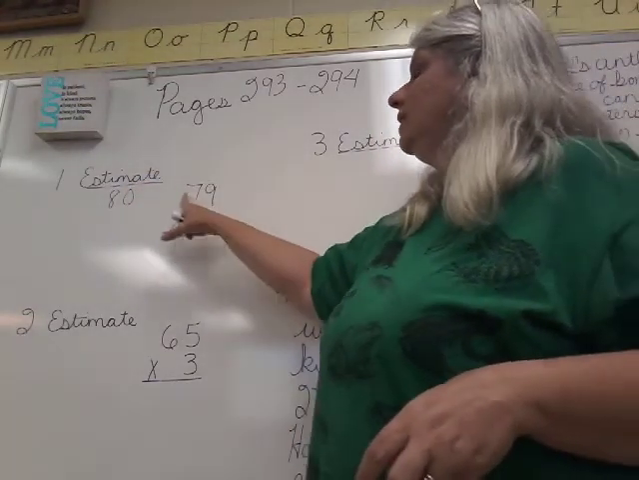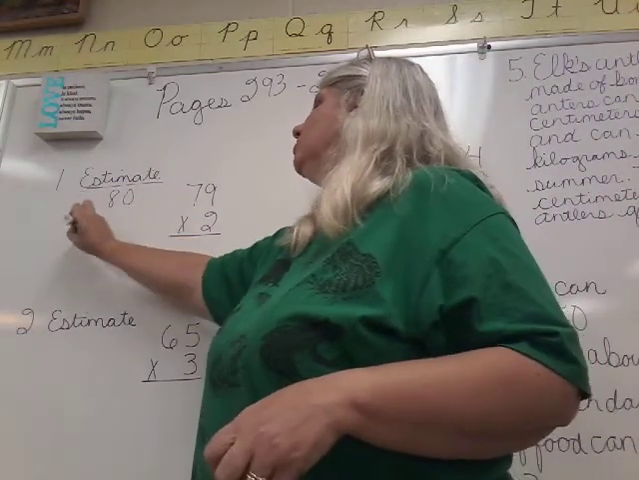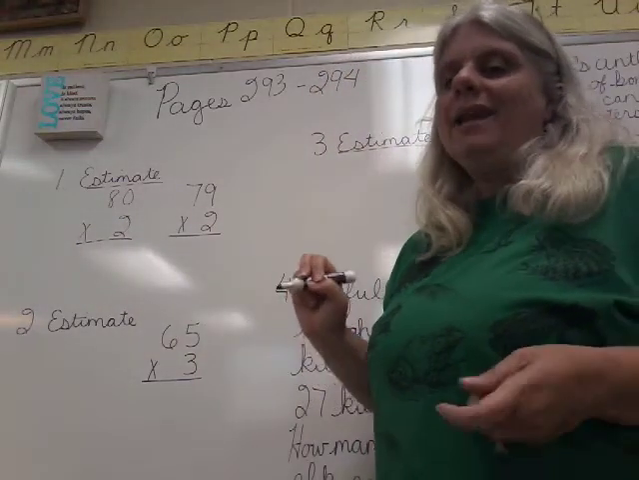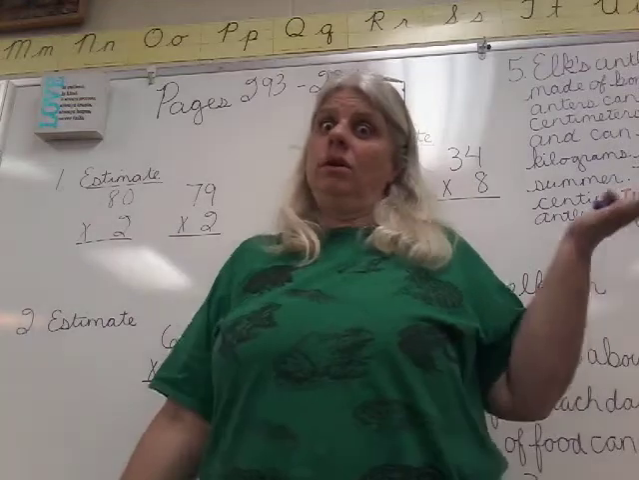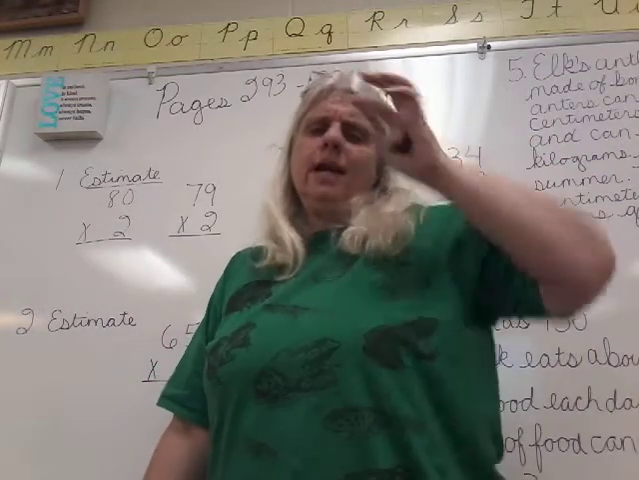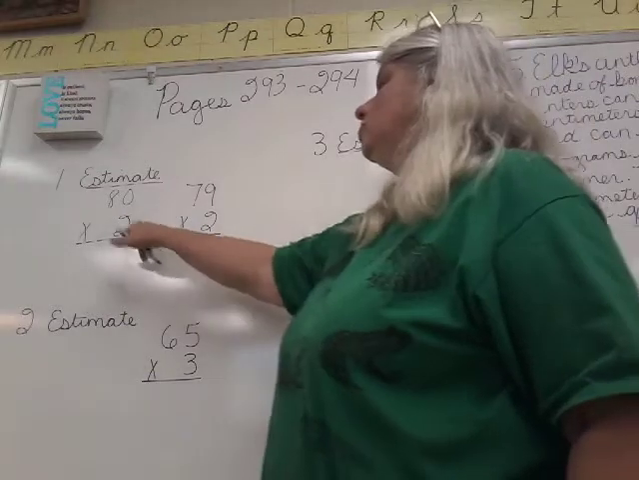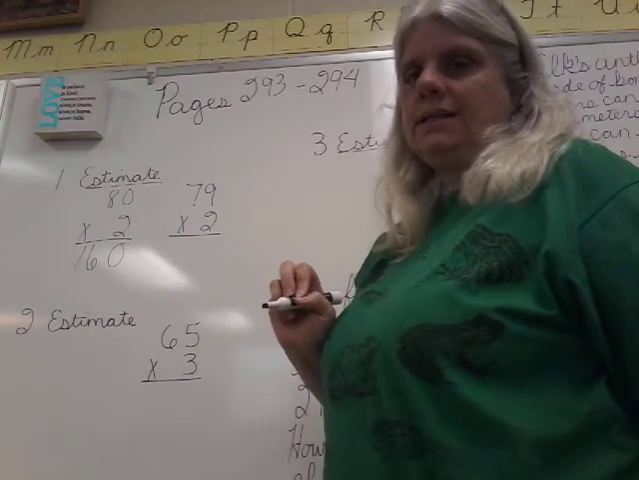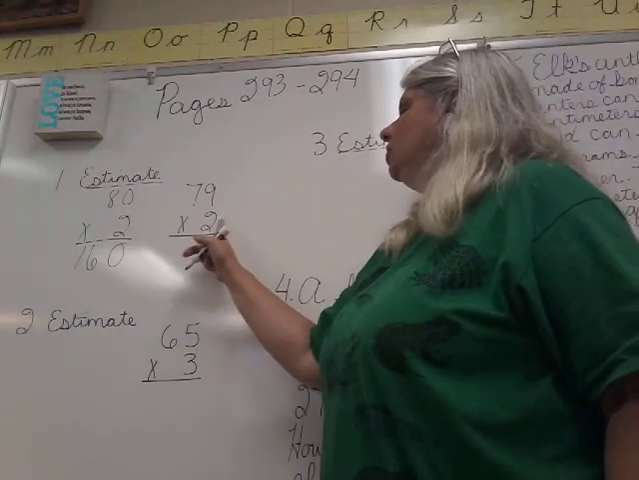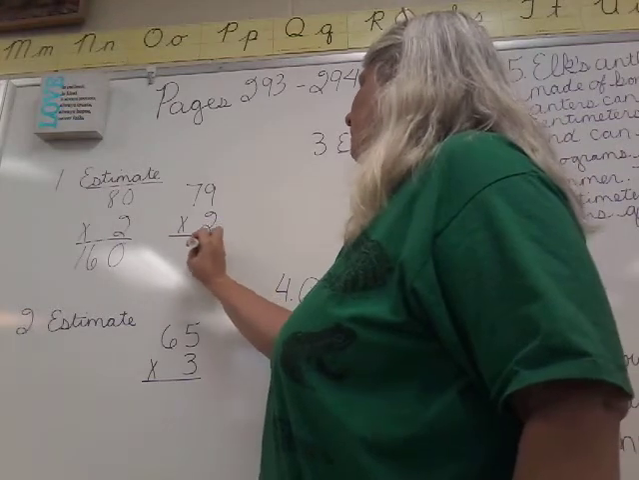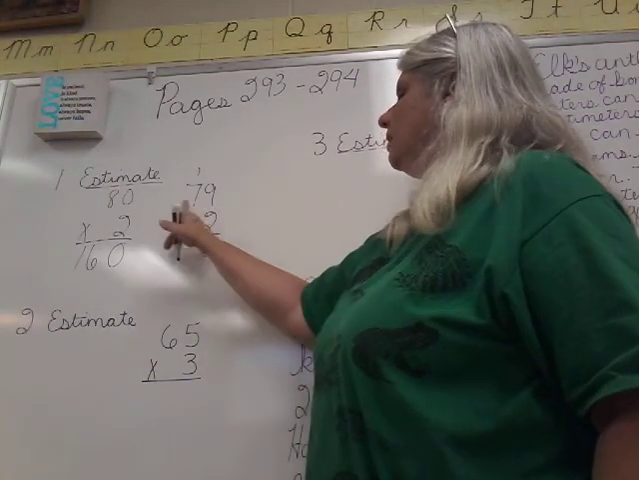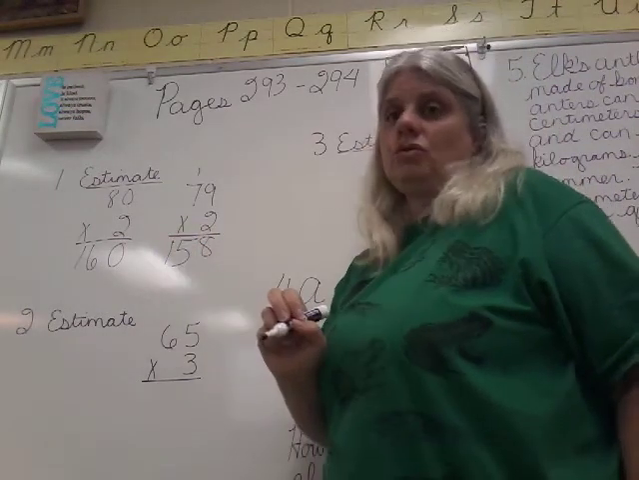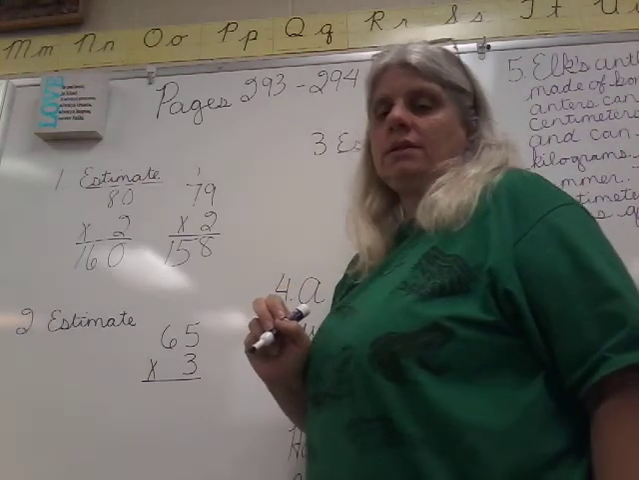So 79 estimated is 80, and then I just bring over my 2. Okay, so that's what's in my estimation. And now, because I have a 0 ending number, I can think in my mind and do it in my head. So 2 times 8 is 16, and I bring down the 0. Does that make sense? All right, let's go ahead and do exact. 2 times 9 is 18. We carry that 1. 2 times 7 is 14, plus the 1 is 15. Okay, those are really close, so we're probably right.